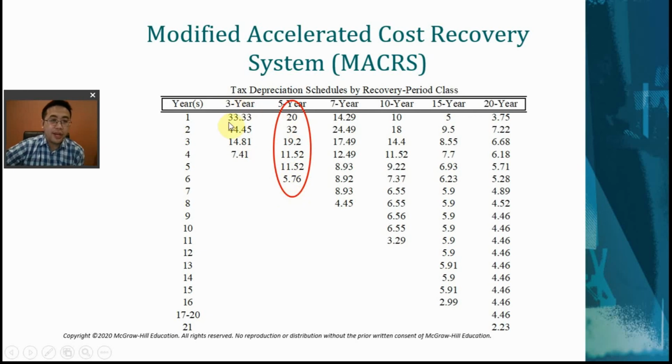And take the 3-year assets, for example. After the first year, the depreciation is 33.33%, or 1/3. Then the second year is 44%. In the third year it is roughly 15%. And after 3 years of depreciation, the leftover, or the ending book value, is 7.41%. You are required to know how to use MACRS in a capital budgeting table.